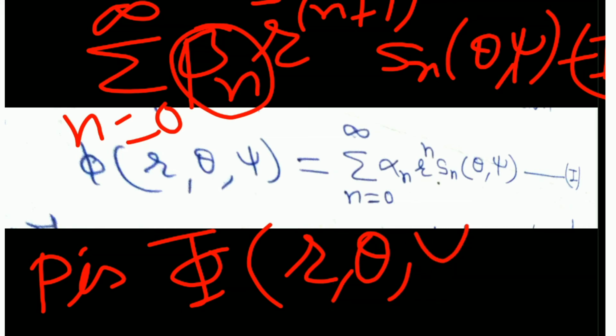are undetermined. Thus the new velocity potential at P is phi of r theta psi, where this phi of r theta psi is summation n is equal to 0 to infinity alpha n r to the power n Sn of theta psi plus summation n is equal to 0 to infinity beta n into r to the power minus n plus 1 Sn of theta psi.